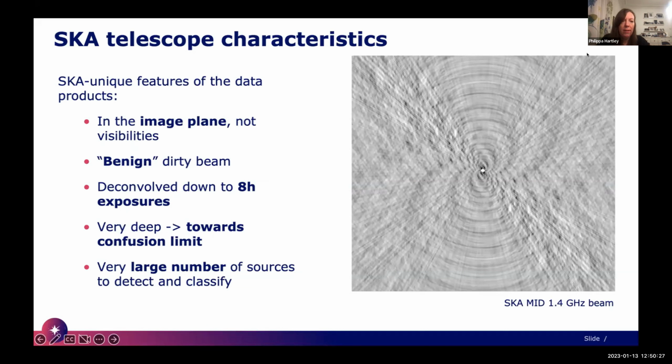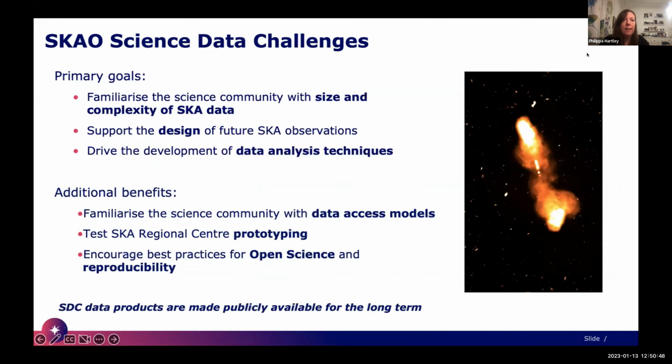very deep images as well towards the confusion limit, which will lead us to images with a very large number of sources in them to detect and classify. So you'll get many overlapping sources. Quite new things to deal with, I would say. So that's where the science data challenges come in. We're going to be seeing these very rich, very large data sets.